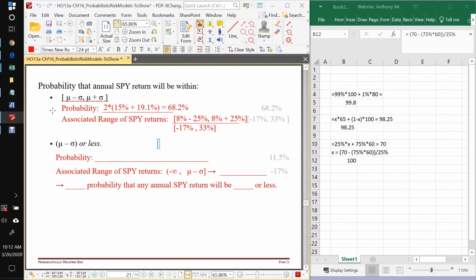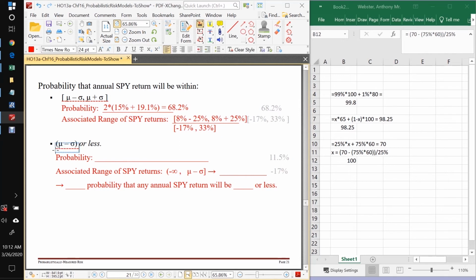Okay, so what does this tell us? Now we can say that there's about a 2/3 probability in any given year that the return of the S&P 500 is going to be between about minus 17% and 33%. So that's a really helpful thing to know. So let's see if we can do another one.